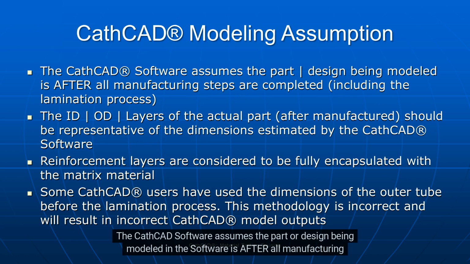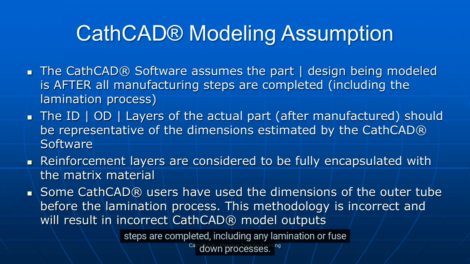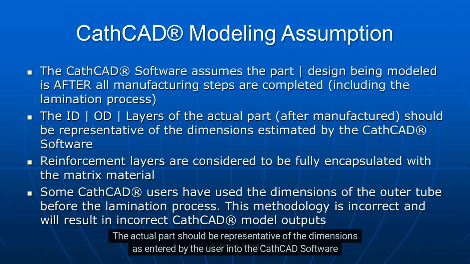The CathCAD software assumes the part or design being modeled in the software is after all manufacturing steps are completed, including any lamination or fuse-down processes. The inner diameter, outside diameter, and layer designs should be that of the actual part. The actual part should be representative of the dimensions as entered by the user into the CathCAD software.